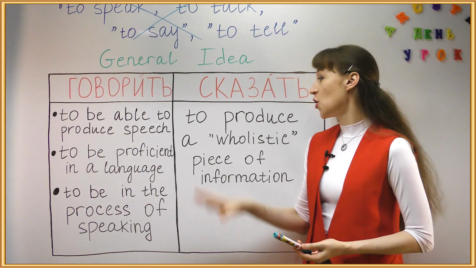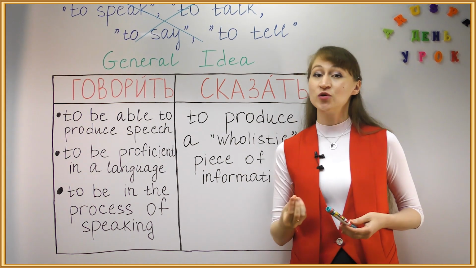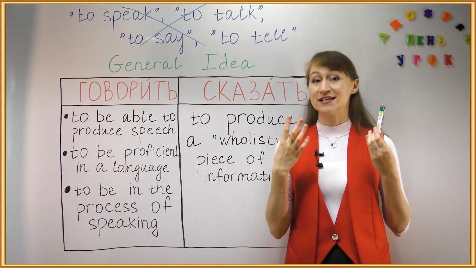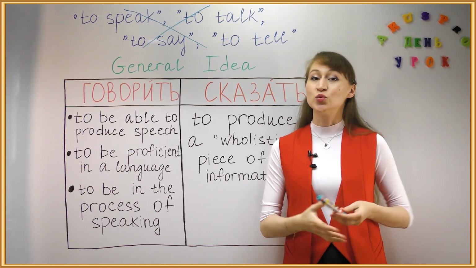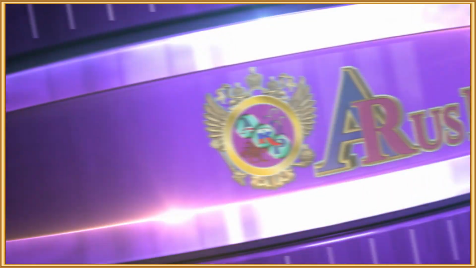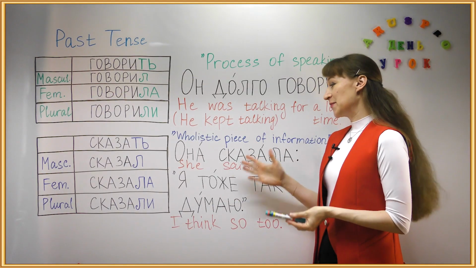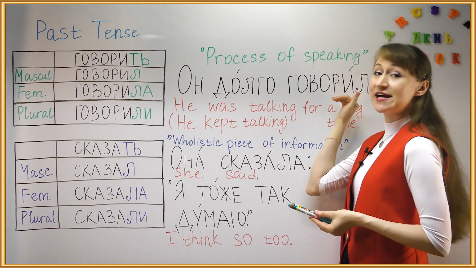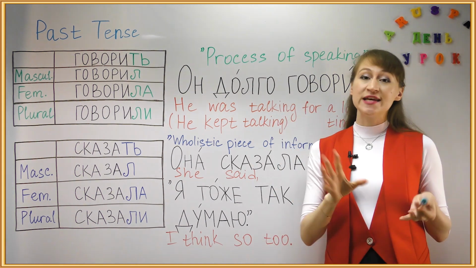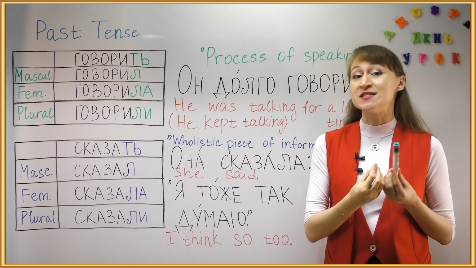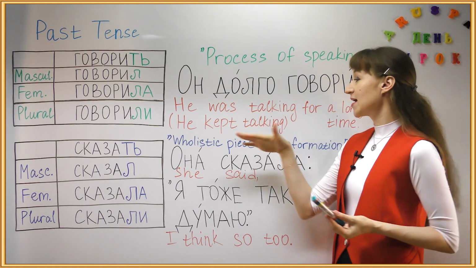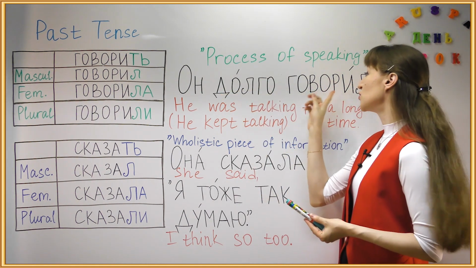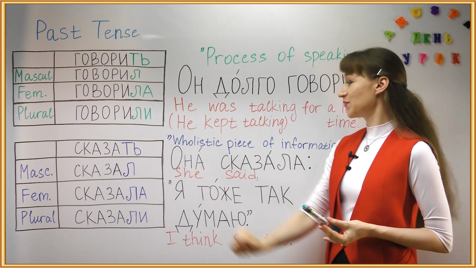Now I'm going to show you what this means and how these ideas get effectuated in different tenses, in different contexts. And we're going to start with the past tense. Let's look at these 2 examples in the past tense. Он долго говорил. Here we convey the idea of the process of speaking. So he was talking or he kept talking for a long time. Долго. That is why we use the verb говорить.